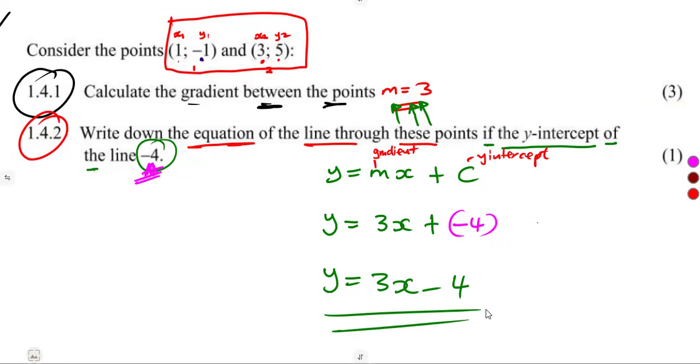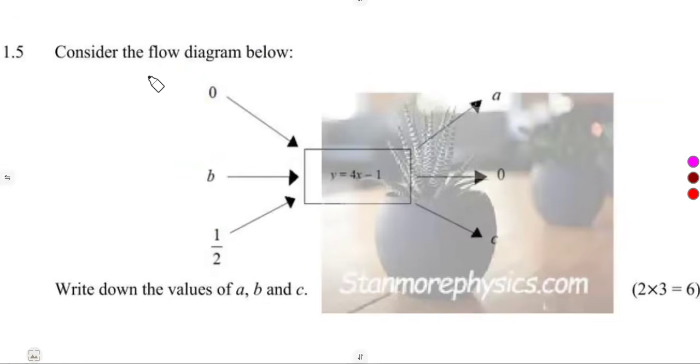Answer the question. All right? 1.5 we are given. Consider the flow diagram below. So they gave us the flow diagram. Remember, these are the inputs. We have got the equation here, which represents the rule, and the output. That is what we are given there. So the question is, from this flow diagram, calculate or write down the values of A, B, and C. We must find the value of A, the value of B, and of C.